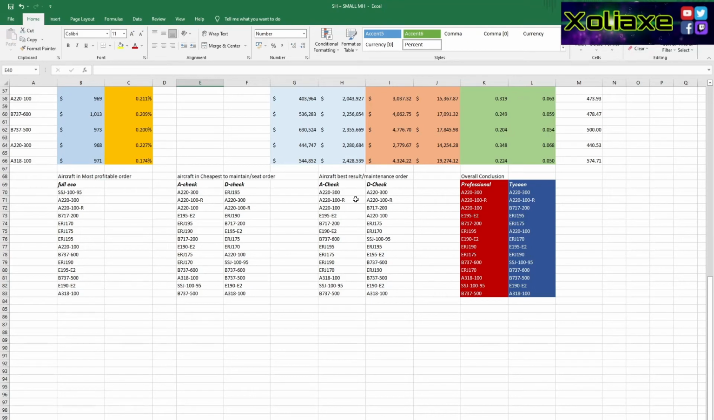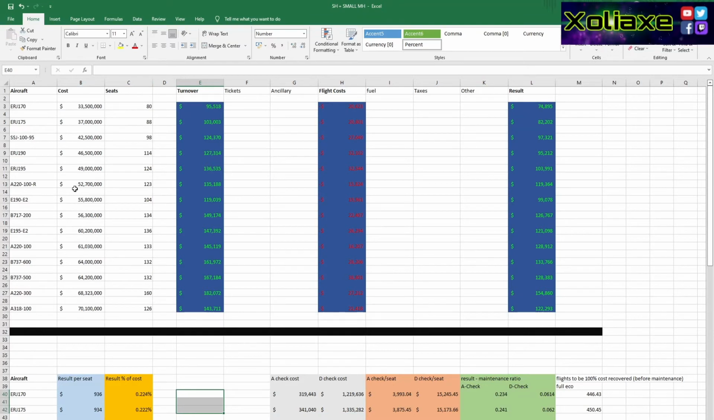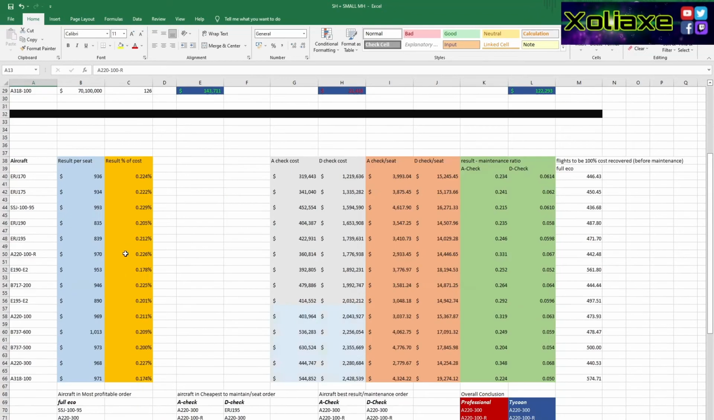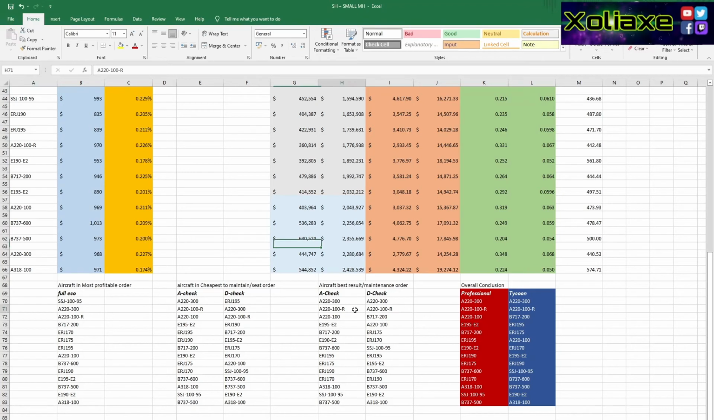Surprisingly, the A220-100R came out ahead of the A220-100, even though it's carrying more passengers. But I think this just comes down to the initial price being cheaper. What we buy is nearly 10 million cheaper for the regional jet version, with category one landings. So it does come out on top just because it's cheaper, and because it is cheaper to buy, it's also cheaper to maintain.